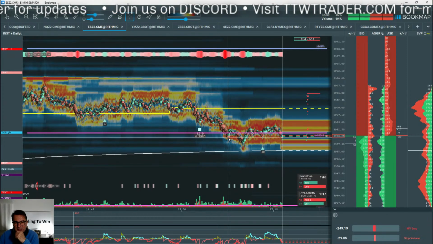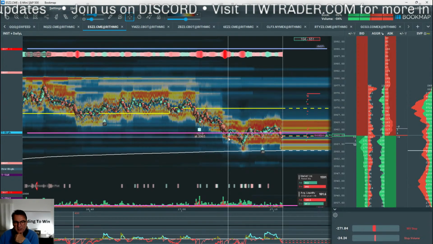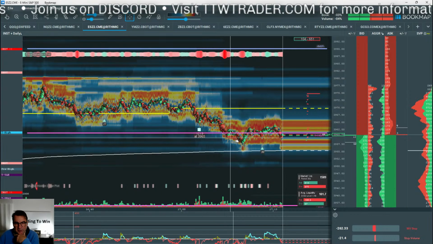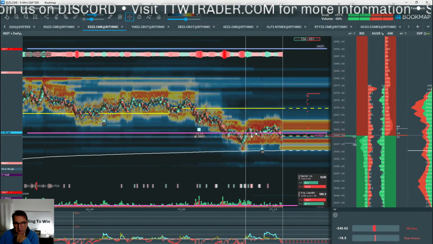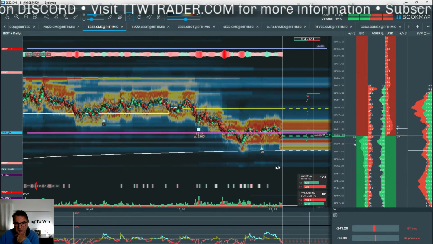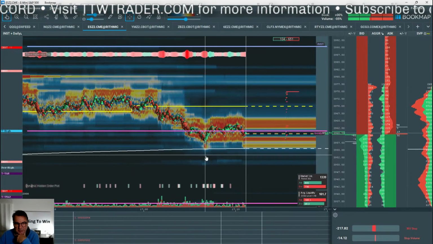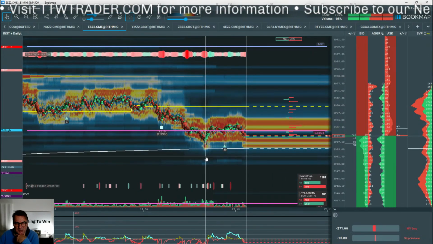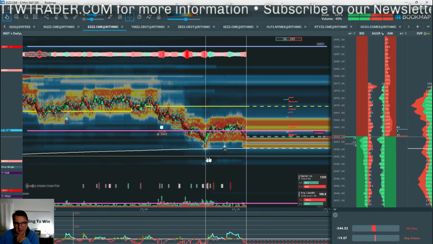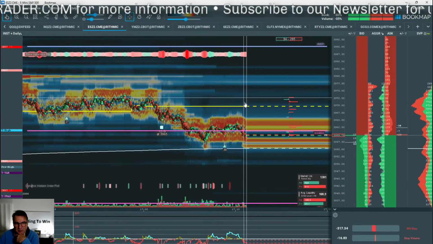So if you take a long here on the second volume stop here, it would have given you back a few points. Really hard to say anything around this line here. We have the VWAP, POC is here.